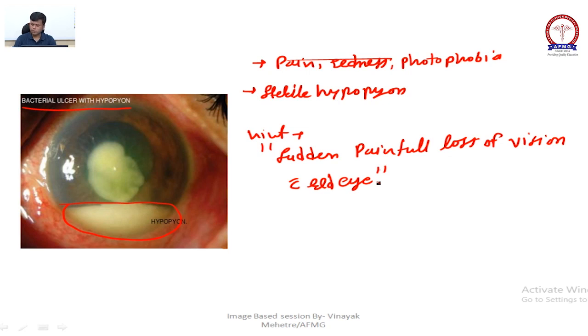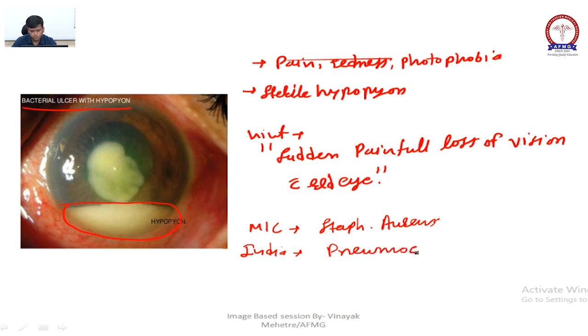Most common organism causing bacterial ulcer worldwide will be Staph aureus. And in India, what is it? Pneumococcus. Pneumococcus is most common in India; worldwide it is Staph aureus. If you get both and they say most common, then you will choose Staph aureus.